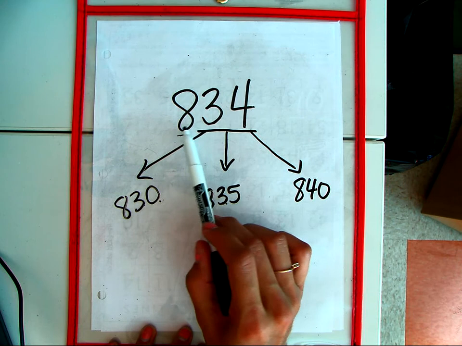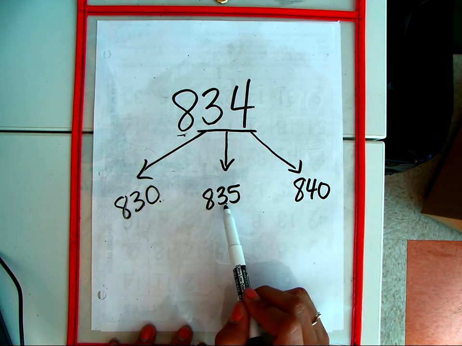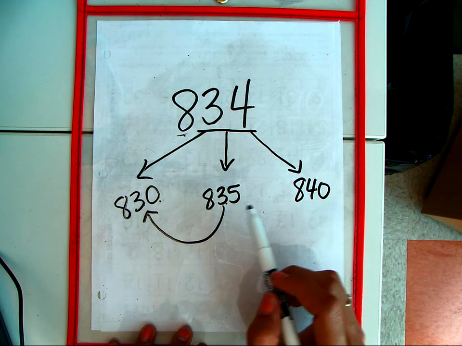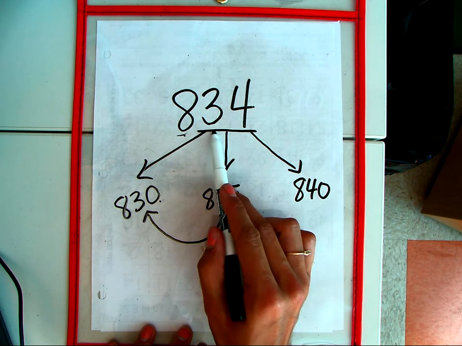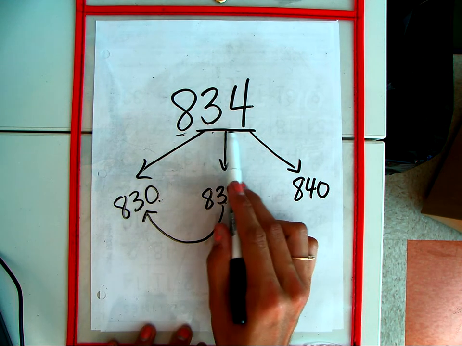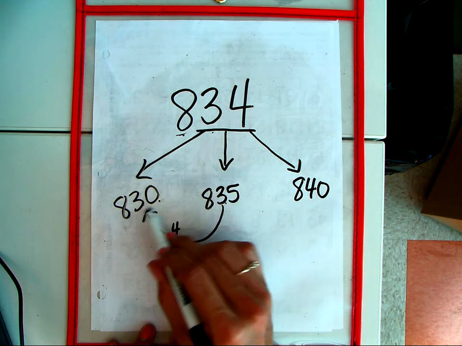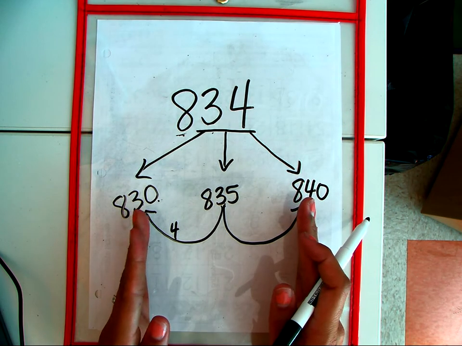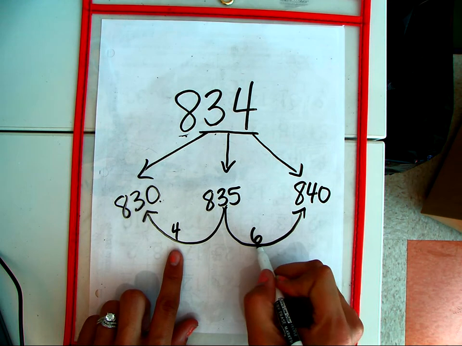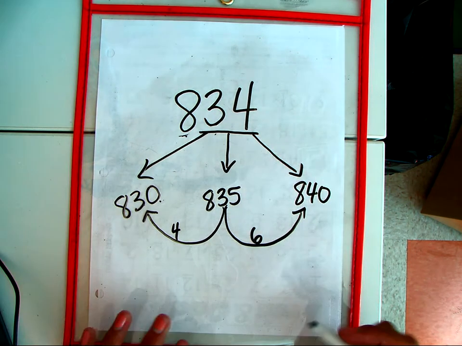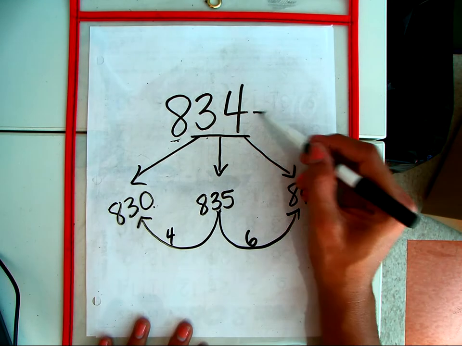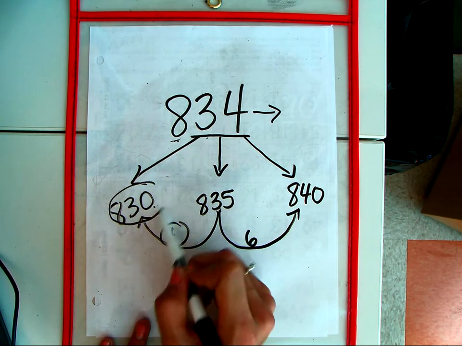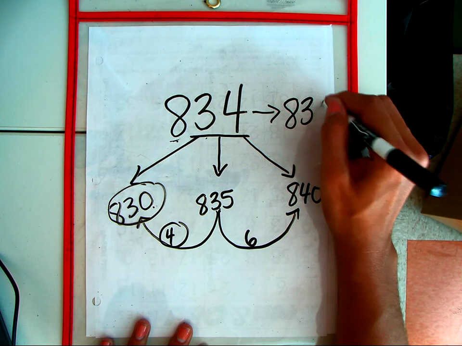Compare the number 834 to the midpoint. 834 is less than 835. I can check the distance 834 is from 830. 834 is 4 away from 830. Look at my scale of 10. I'm only 10 away. So this must be 6 because 6 plus 4 makes a range of 10. When I go to put my answer, 834 is closer to 830 and it's below the midpoint. 834 rounds to 830.